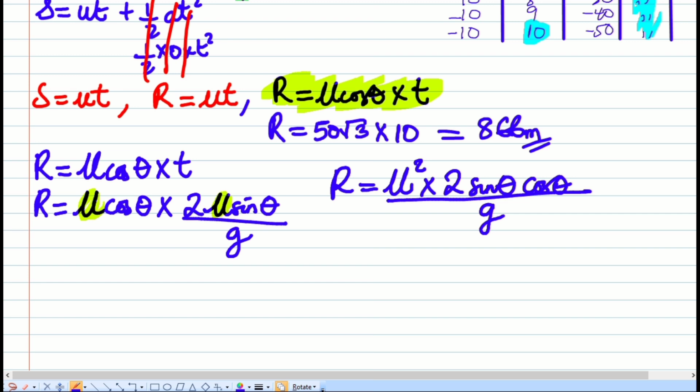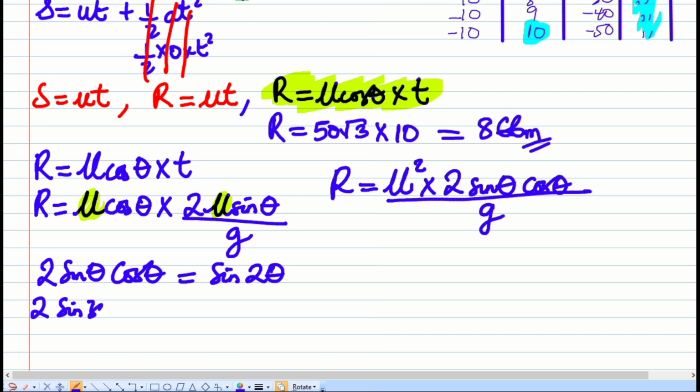Now why am I doing this? Because trigonometry is going to play a role here. If you can remember from your trigonometry class, 2 sine theta times cos theta is equal to sine 2 theta. So this is a verified formula, or law. Let's just prove that. Let's say theta is 30 degrees. So 2 times sine 30 times cos 30. Let's verify if it's equal to sine of 2 times 30 degrees, using our calculator.